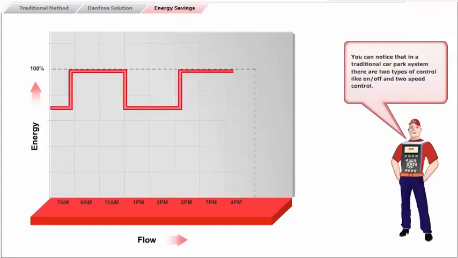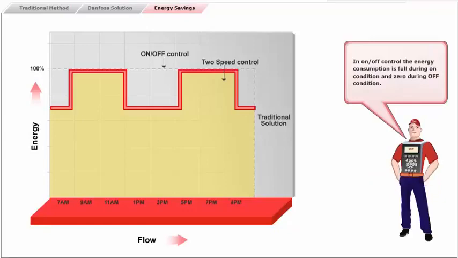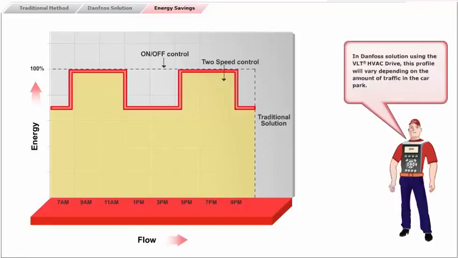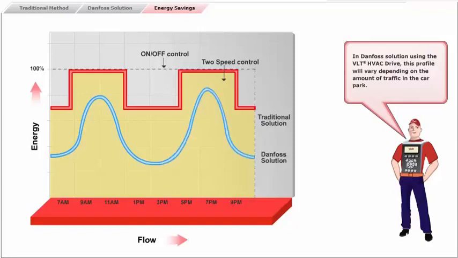You can notice that, in a traditional car park system, there are two types of control, on-off and two-speed control. In on-off control, the energy consumption is full during the on condition, and zero during the off condition. In two-speed control, the energy is consumed according to the number of cars parked. When more cars are parked, the energy consumption is high, and vice versa. In the Danfoss solution using the VLT HVAC drive, this profile will vary depending on the amount of traffic in the car park.